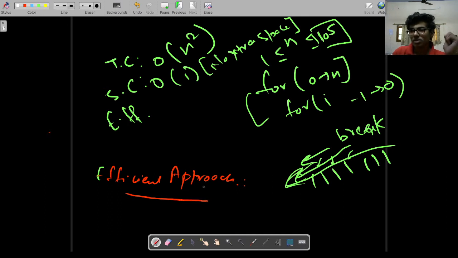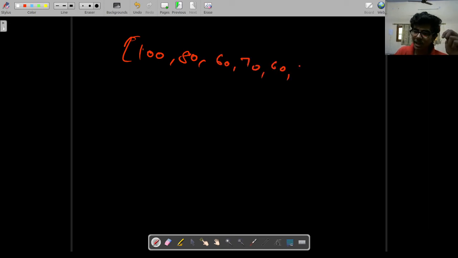So what to do for an efficient approach? What I can think of is this. We had 100, 80, 60, 70, 60, 75 and 85, right? We had this. So when I come over to 100, I have to check it from here.